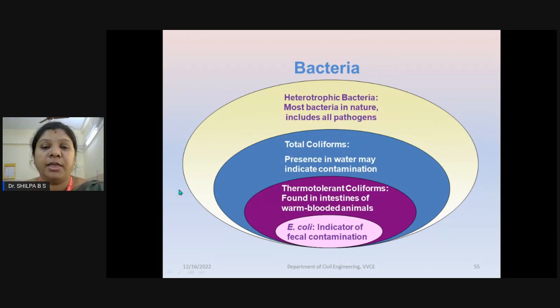When we say bacteria, we have various types. For our importance, E. coli: the presence of E. coli indicates fecal contamination, whereas thermotolerant coliforms are usually found in the intestines of warm-blooded animals, and then we conduct the total coliform tests. The presence of total coliform in water indicates contamination of that water, and these coliforms may be heterotrophic in nature.